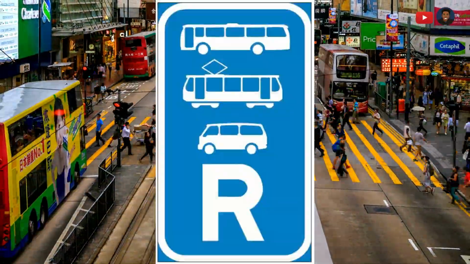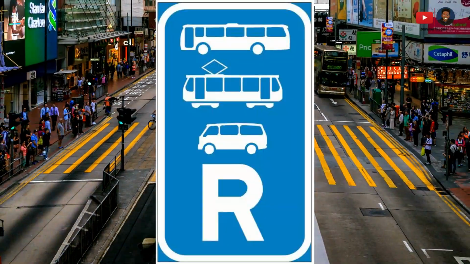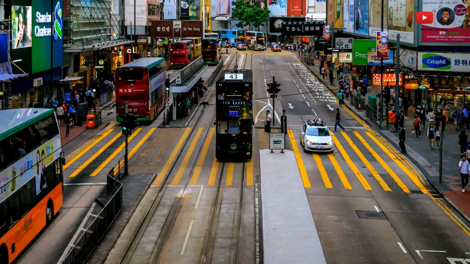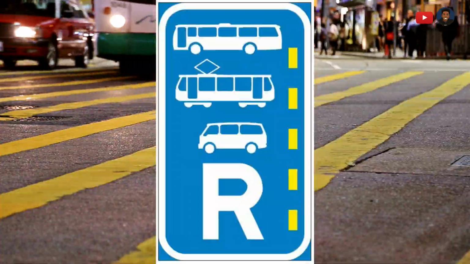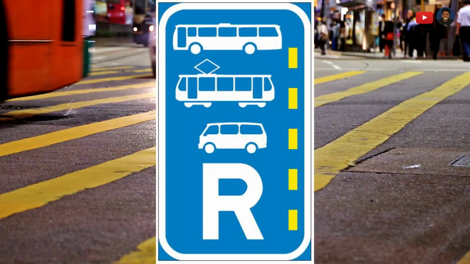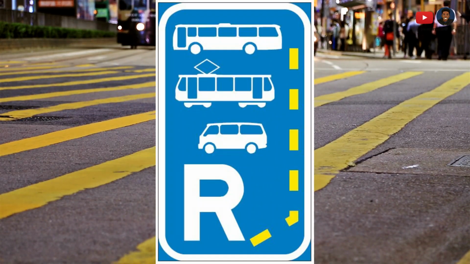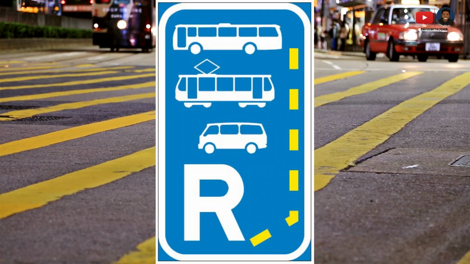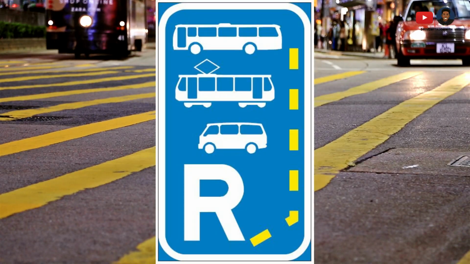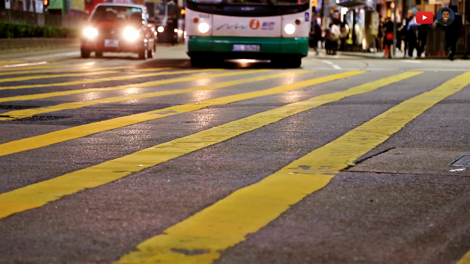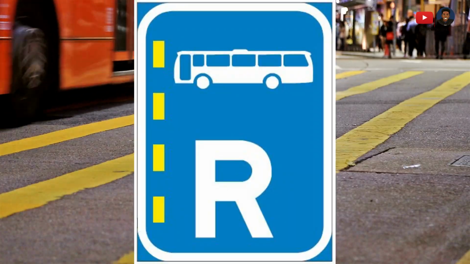Bus, minibus, and tram reservation sign. Perfect. And then the next one is our R346. Bus, minibus, and tram lane reservation sign. Perfect. And then we've got our R347. Bus, minibus, and tram lane reservation begins sign. There we go. And of course, we know why it begins. So let's go. Next one, R348.